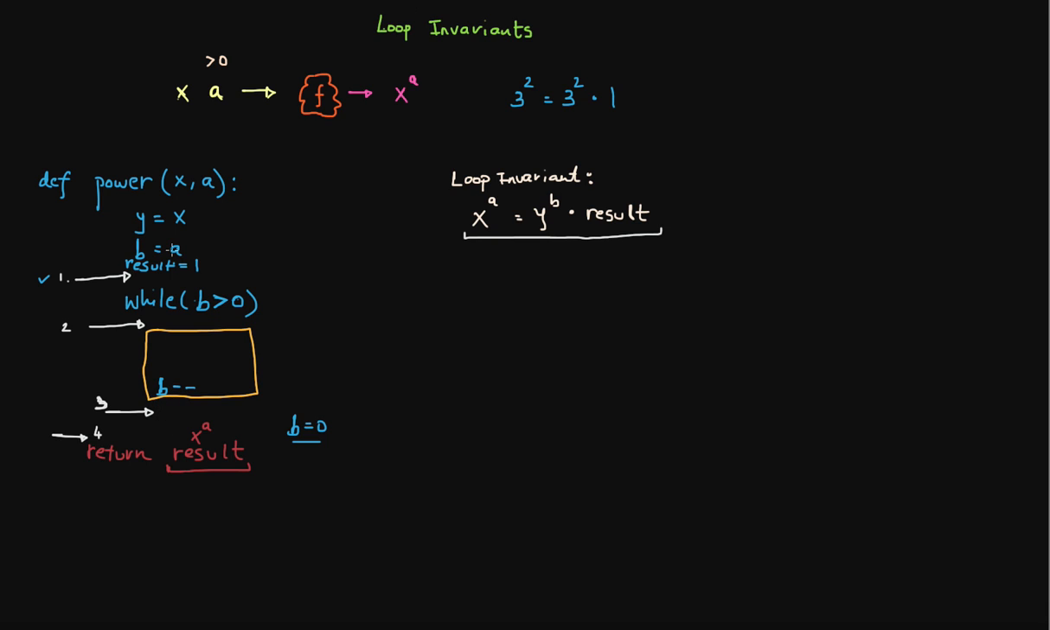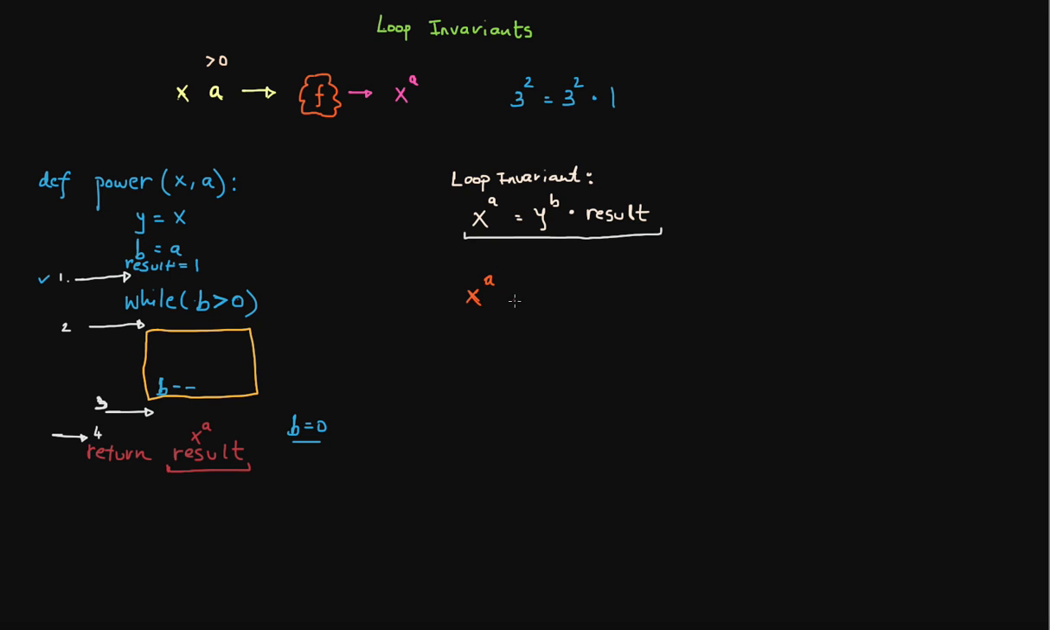Okay, so what is my result going to be at point 2? What is my b going to be at point 2? Let's just make something up here and use some subscript notation. Let's say that at point 2, my loop invariant is x raised to the power a. Remember, x and a are constants. x and a are never going to change in my code here.